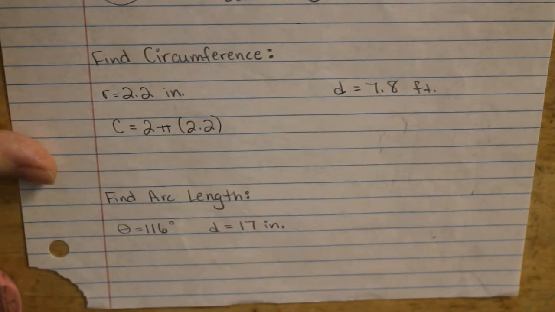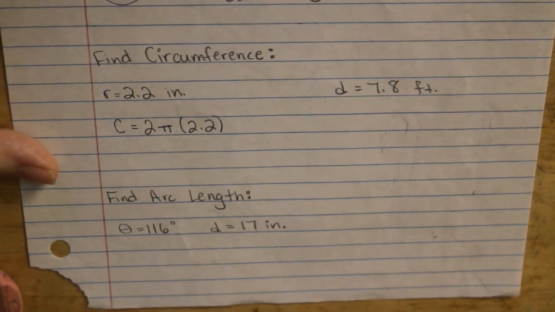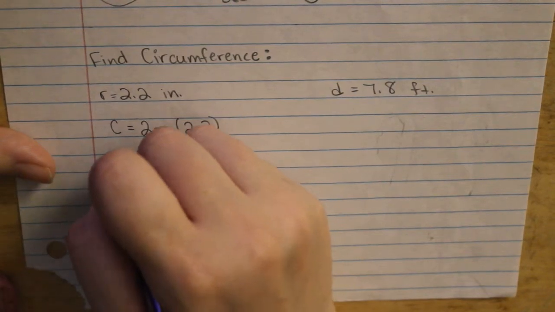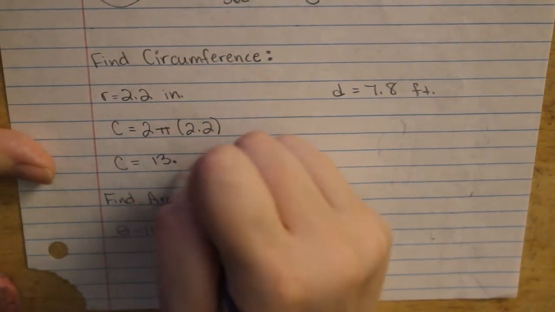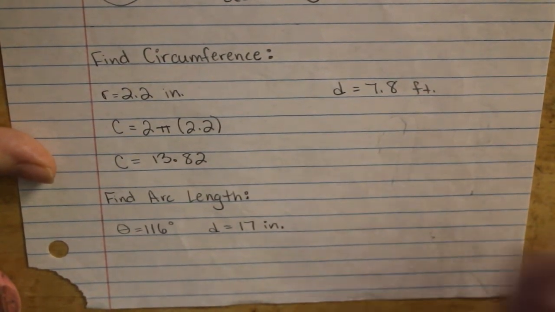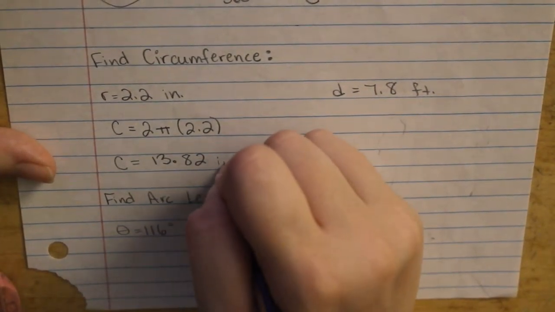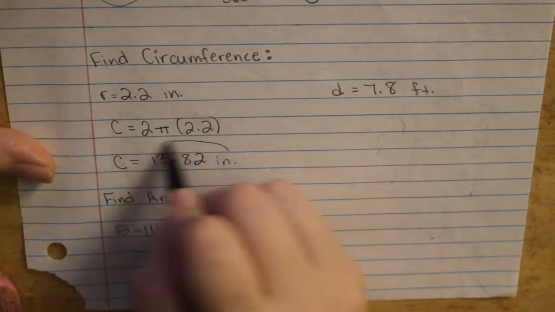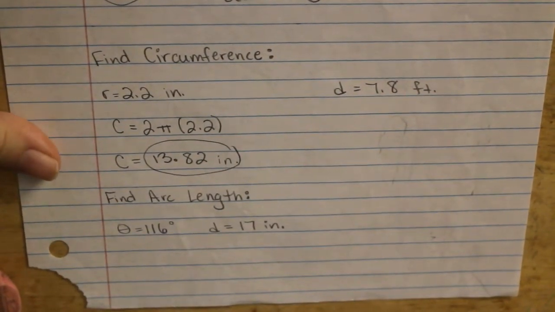So I'm going to do 2 times 3.1416 times 2.2. And that's going to give me my circumference equaling 13.82304, but I'm going to stop there. And it is in inches. So I'm going to put my inches, circle it. We're done with that problem.